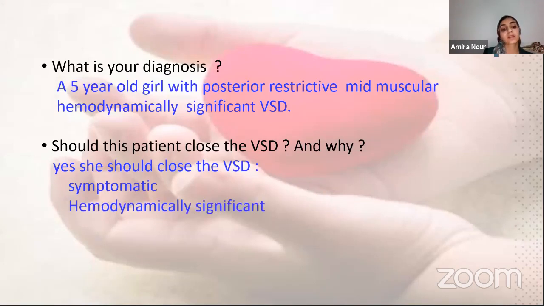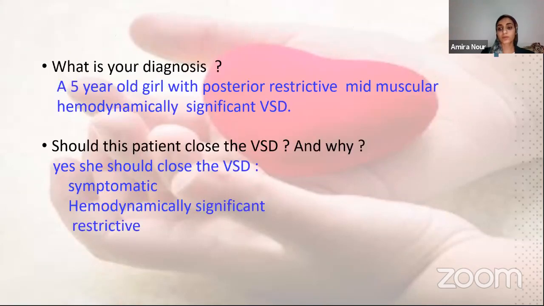So in our patient here, yes, this patient should have the VSD closed as she was symptomatic. She had a hemodynamically significant restrictive VSD. So according to the guidelines, this patient should have it closed. But not every patient with VSD should have it closed, as we said before, because some patients may have a small restrictive VSD which is not hemodynamically significant, the patient is asymptomatic, and their survival or life expectancy is equal to the normal population. So there's no need to close the VSD.